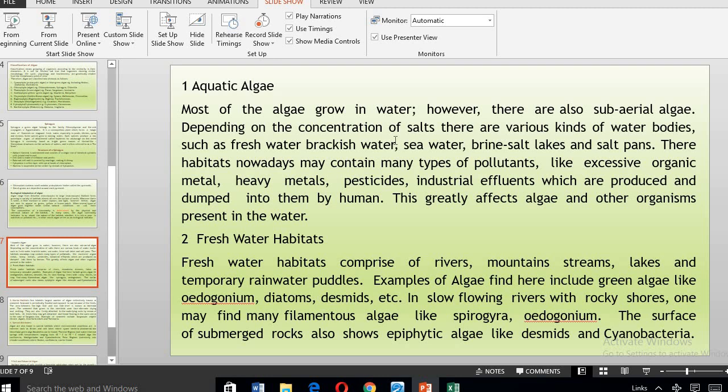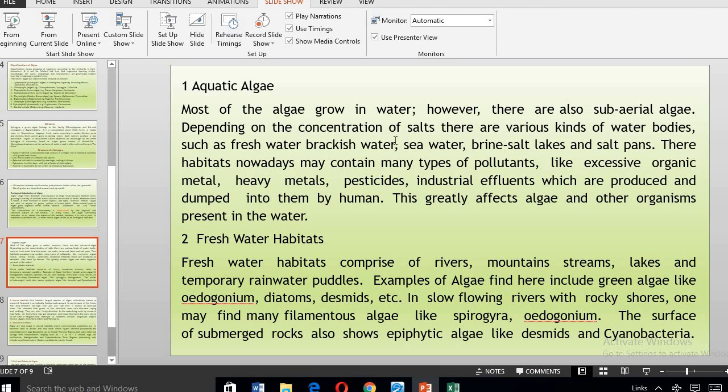Most of the algae will grow in water. However, we'll find some that will be subaerial. Now, depending on the concentrations of the salts, there are various kinds of water bodies. We can have fresh water, we can have brackish water, we can have sea water, we can have brine salt lakes, we can have salt pans.